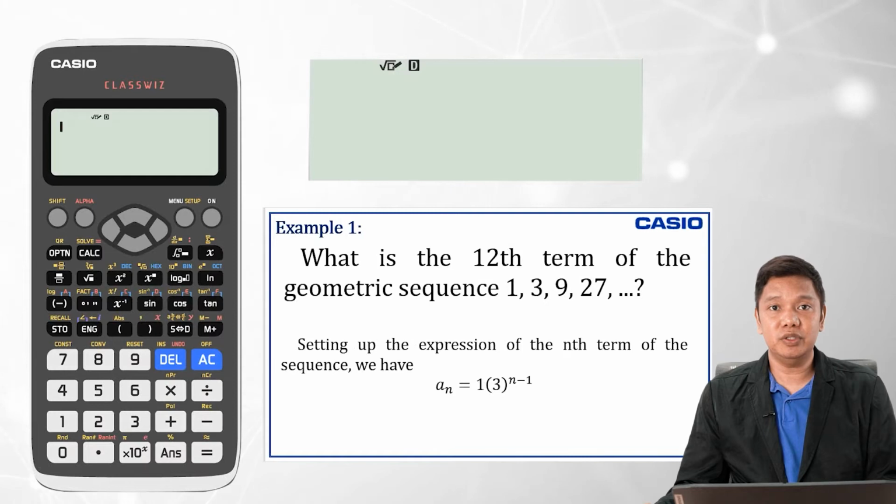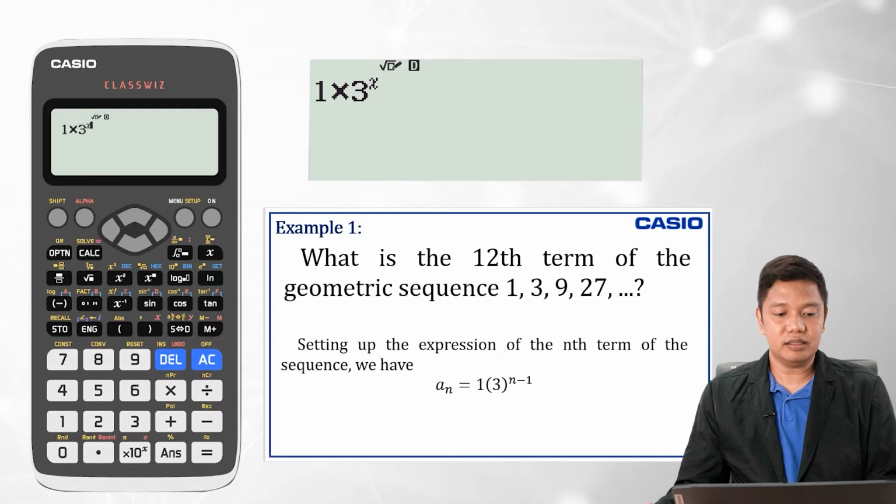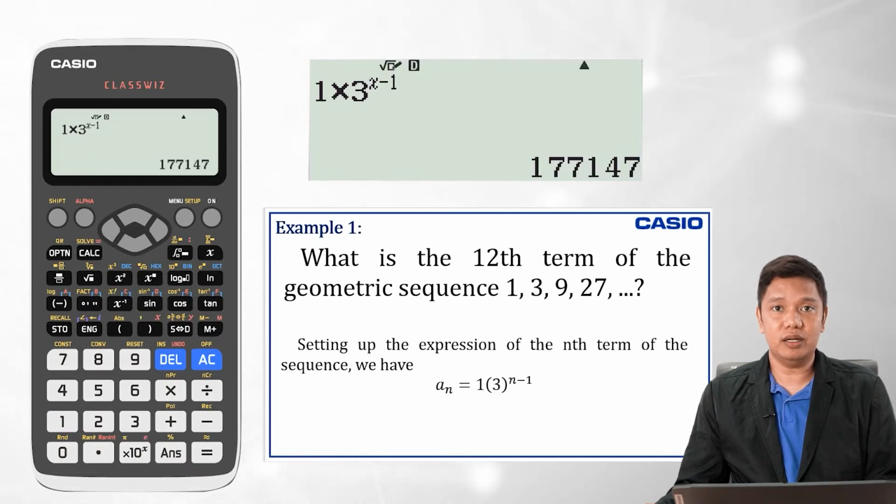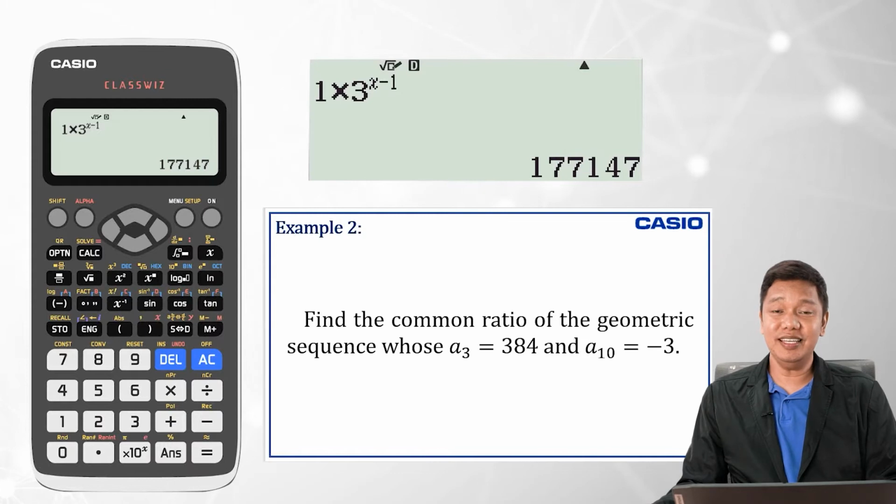To get the 12th term using the CASIO CLASSWIZ, we need to key in the expression. Doing so, we have 1 times 3 raised to x minus 1. To calculate for the 12th term, we have to press calculate and then press 12 for the value of x, and pressing equals and another equals, we have the 12th term as 177,147.